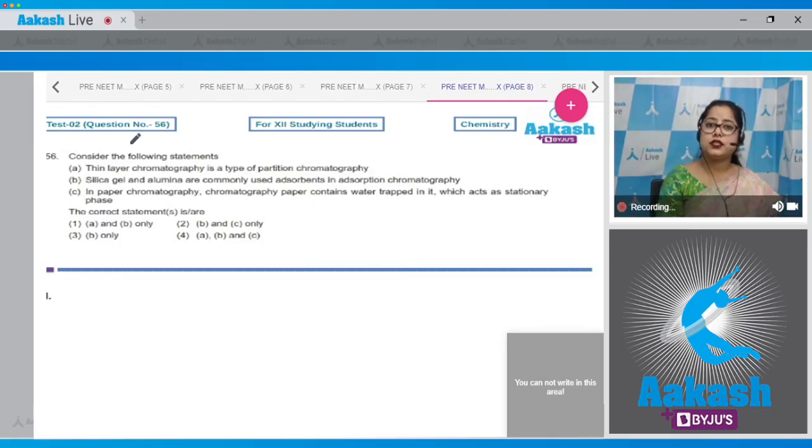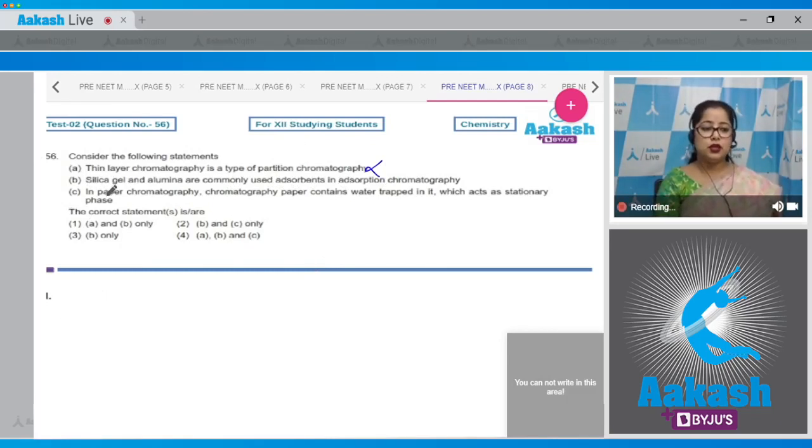Question number 56. Let's read the question. Consider the following statements. Students, in this question, we are given 3 statements and we have to identify the correct one. Let's read the first statement. Thin layer chromatography is a type of partition chromatography. Student, this is an incorrect statement as thin layer chromatography is a type of adsorption chromatography.